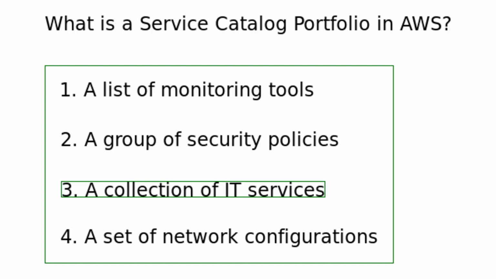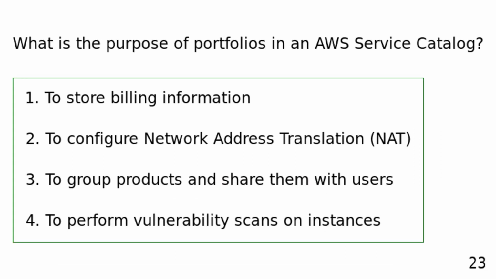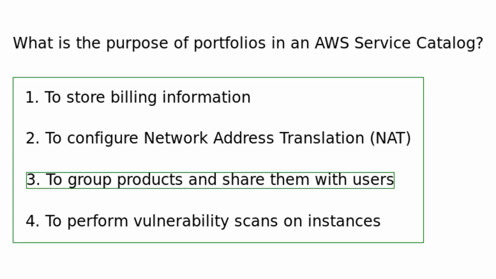What is the purpose of portfolios in an AWS service catalog? To store billing information. To configure network address translation. To group products and share them with users. To perform vulnerability scans on instances. Portfolios in an AWS Service Catalog are used to group products and share them with users, providing a way to organize and present IT services to different groups within an organization.